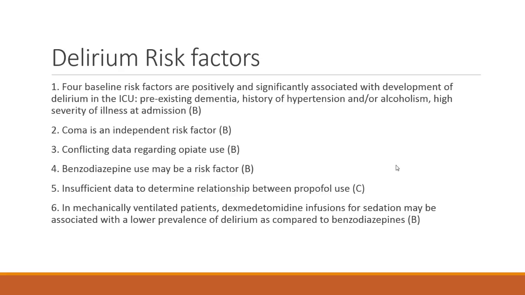With regards to the risk factors, they identified 4 risk factors as sort of being more significant with regards to increasing the risk of delirium, and there were pre-existing dementia, history of hypertension or alcoholism, and high severity of illness at admission. And so earlier on we touched on some of these. Coma was an independent risk factor. The data regarding opiate use wasn't necessarily clear. Benzodiazepine use, they quoted as may be a risk factor, but there have been other studies that have clearly showed benzodiazepine use, specifically lorazepam, as being an independent risk factor for the development of delirium in the ICU.